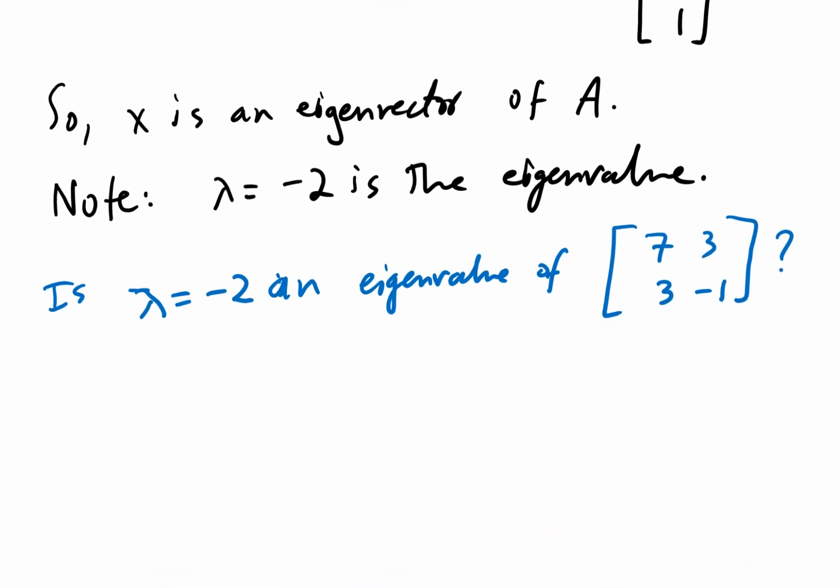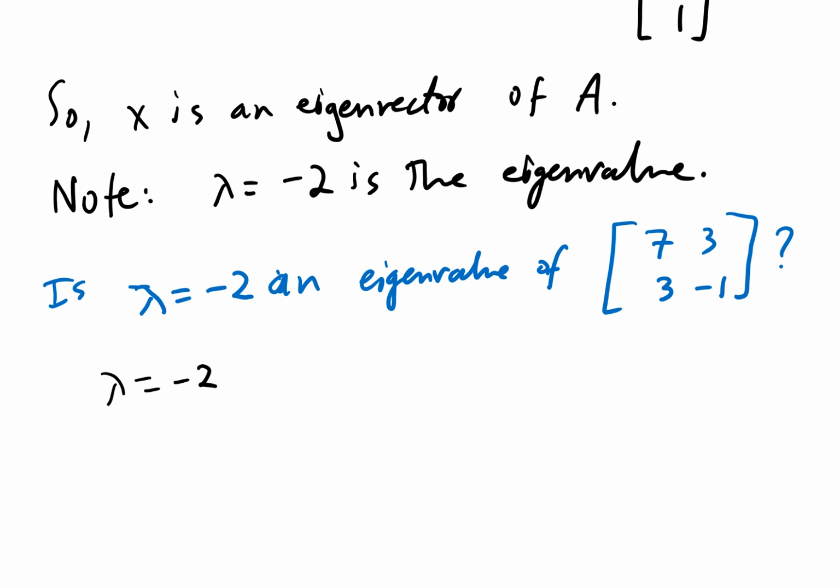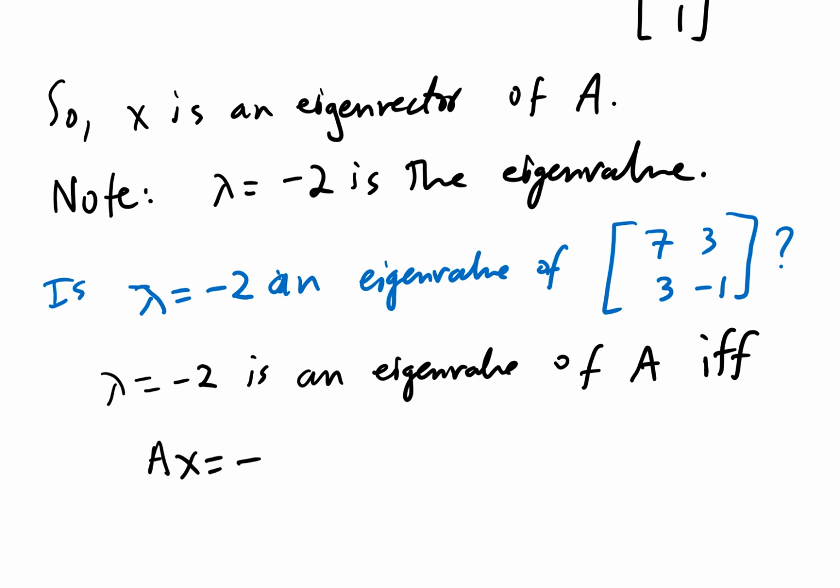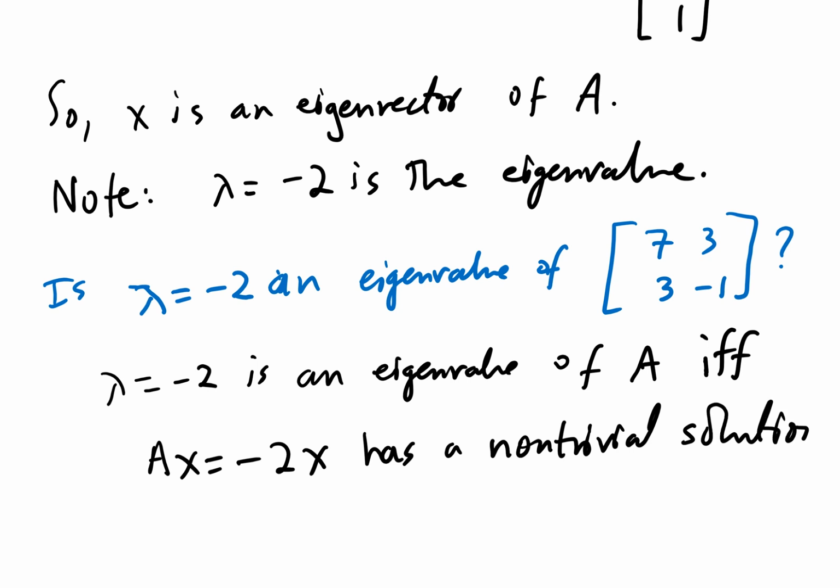So again, we can apply that here. We say lambda equals negative 2 is an eigenvalue of A if and only if. Two F's means if and only if. Two F's is not like wrong spelling. This means you can go both ways. So if this implies that, or if that implies this, you can go both ways. If and only if Ax equals negative 2x, because lambda is negative 2, has a non-trivial solution.